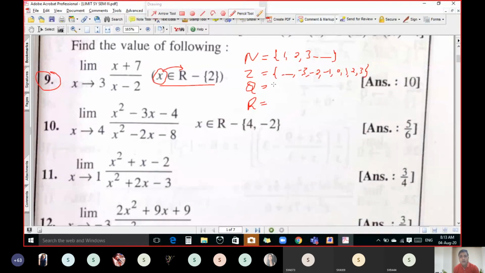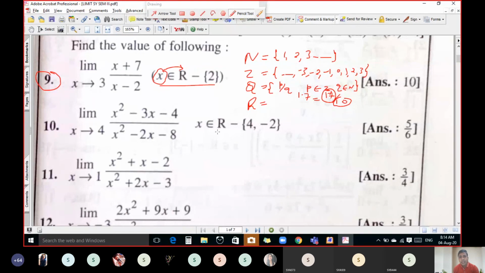Q is the set of all numbers in the form of P upon Q, where P belongs to Z and Q belongs to N. This is any number like 1.7. Why 1.7? It is 17 upon 10. 17 and 10 both satisfy this condition. P belongs to Z means the numerator should be any number of Z and the denominator should be any number of N.